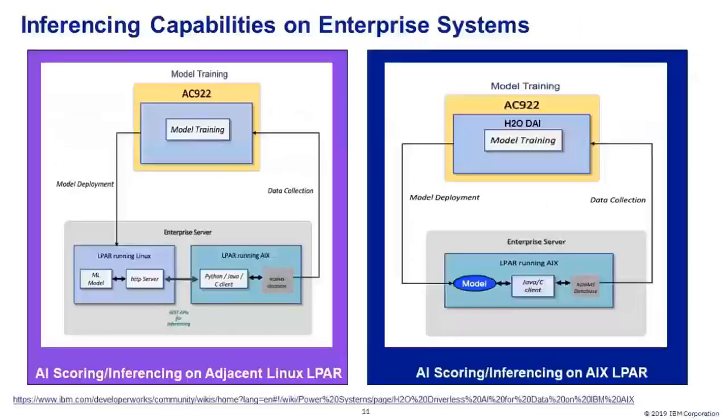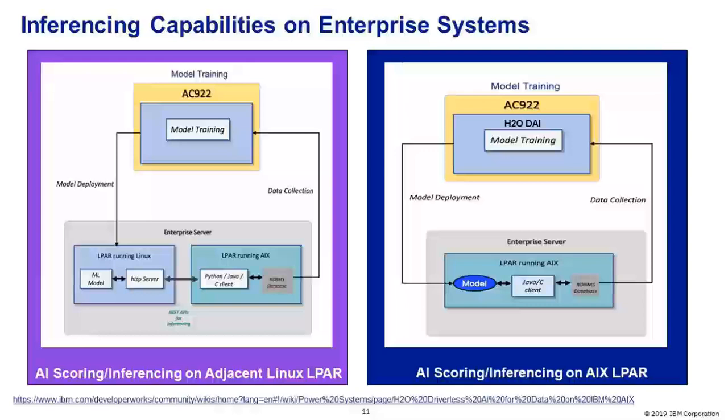So this slide talks about inferencing capabilities, not model building. If you already have a trained model, what are the different ways you can use it for scoring on AIX? There are two ways possible. One is you can have a Linux LPAR on a PowerVM system side by side with AIX. And our PowerVM Linux supports most of the machine learning, deep learning, or AI frameworks available.